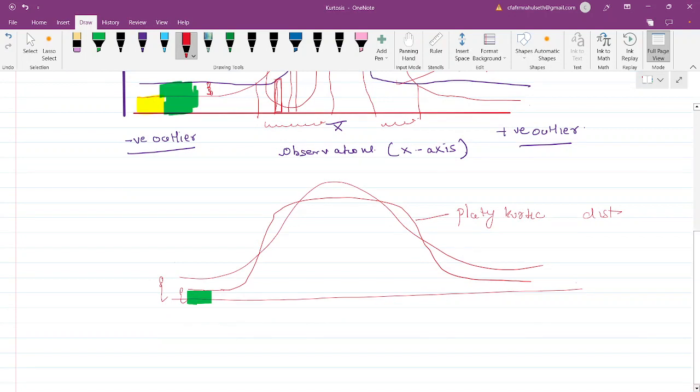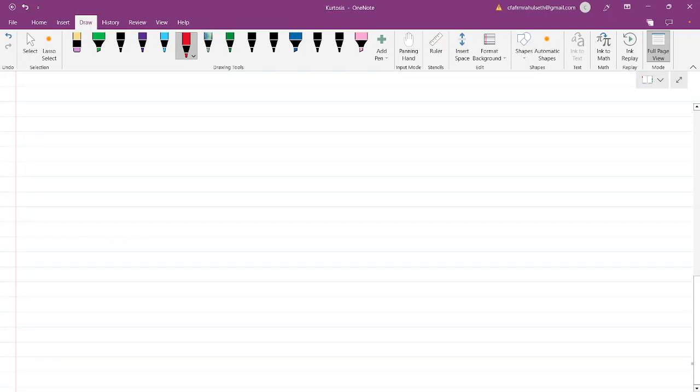Now we are going to see how you calculate kurtosis. So your sample kurtosis is given by this formula.